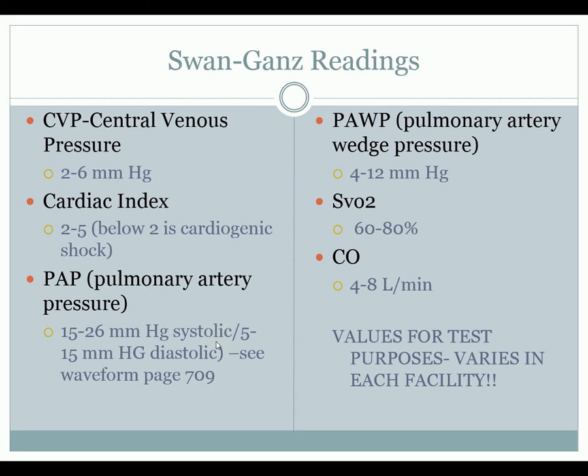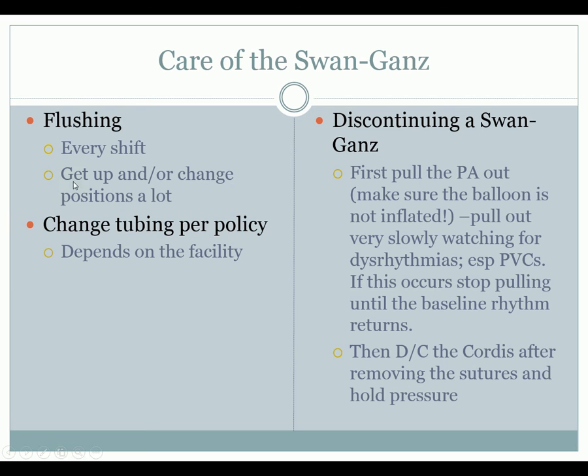You want to make sure, if you suspect the balloon has ruptured, that you put them on their left side and that you get a chest x-ray. Care of the Swan-Ganz catheter, you're going to have to be flushing it every shift, whenever they get up or change positions a lot. Depending upon the policy is how often you change the tubings.